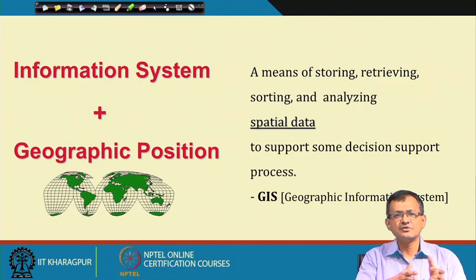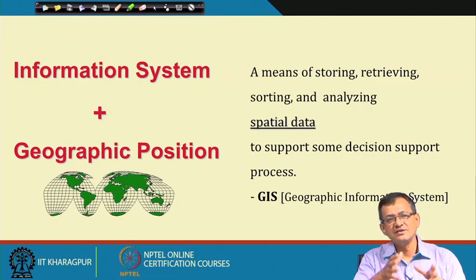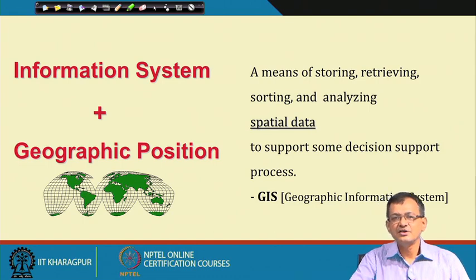Now, what we are discussing is information and geographic position. This allows us to handle another separate kind of information system, which is geographic information systems. We were already discussing it: a means of storing, retrieving, sorting, and analyzing spatial data to support decision making processes.